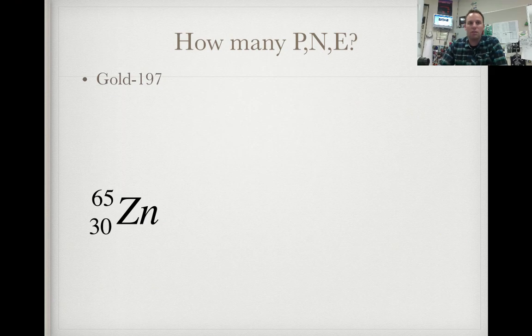So let's do a couple of examples. Again, here's gold 197. How many protons, neutrons, and electrons? Well, protons is going to come from the periodic table.